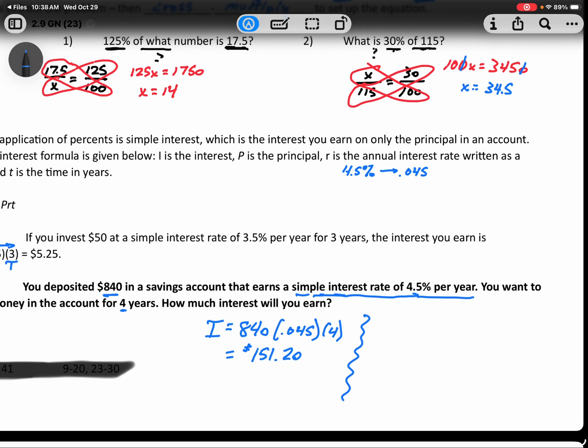Don't be surprised if on a quiz or a test I may say how much money is in the account in all. And so if that was the case, you would simply take $840 and add $151.20 to it. And so in the end, you would have a total of $991.20 in the account.